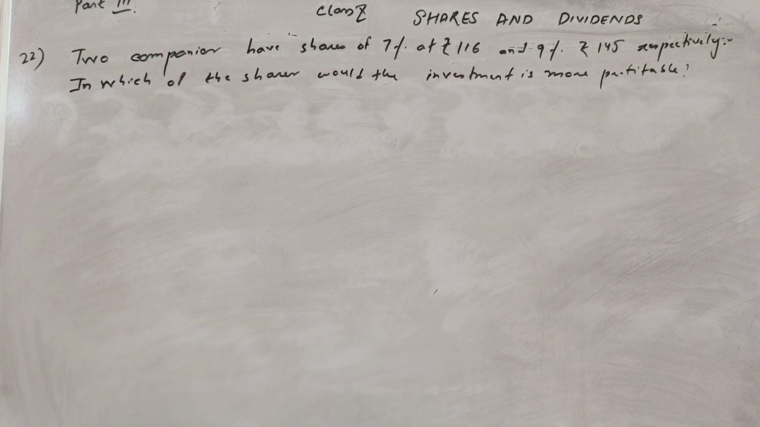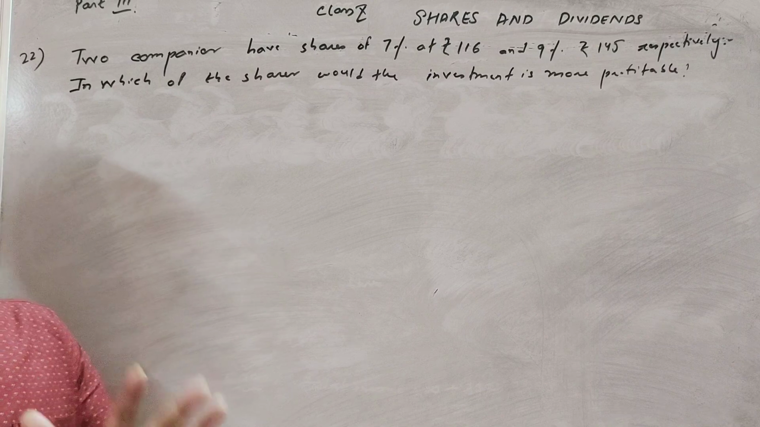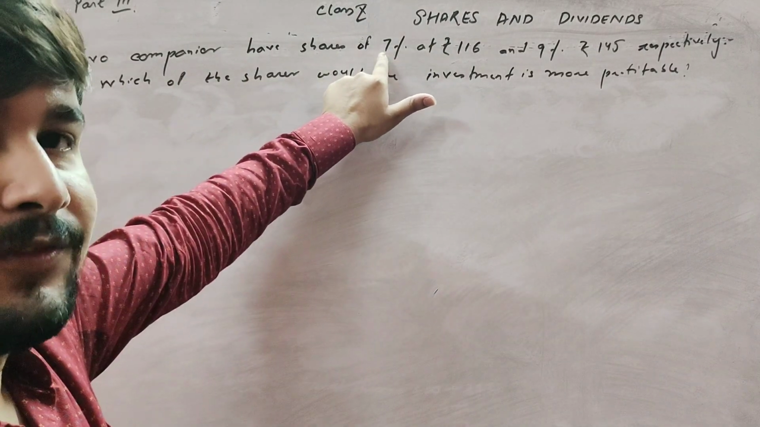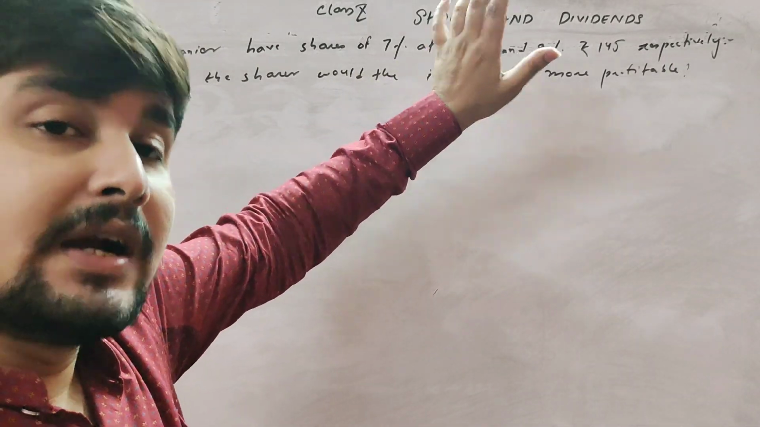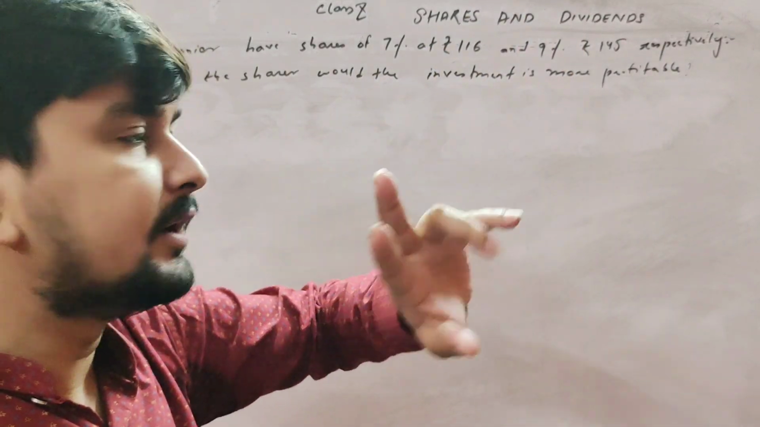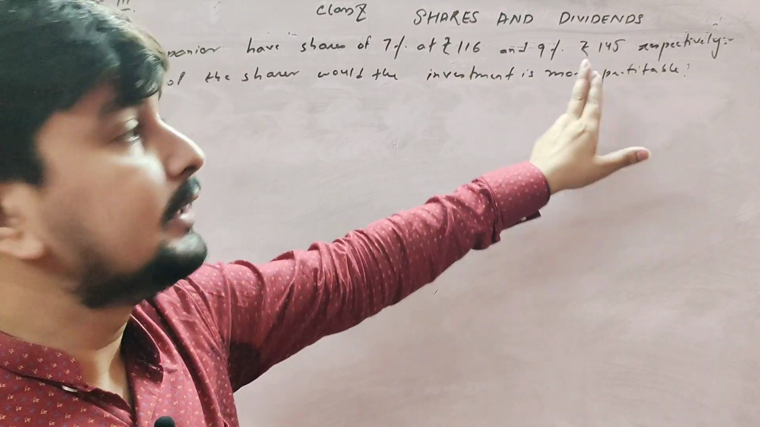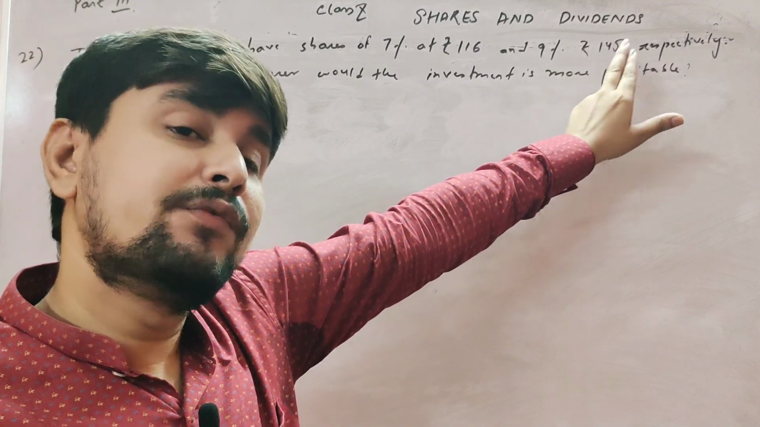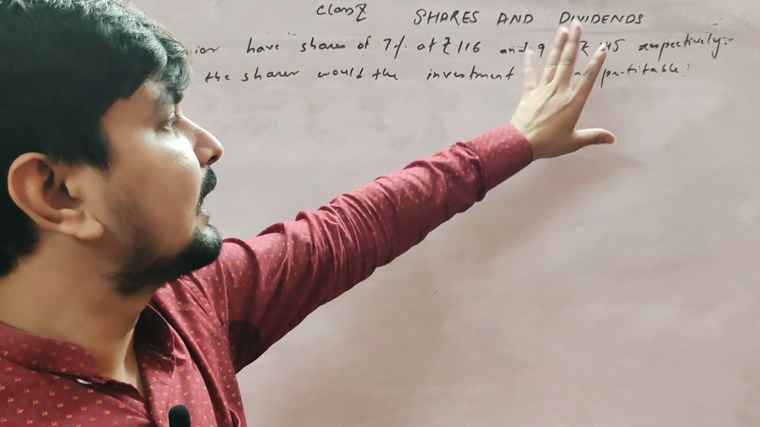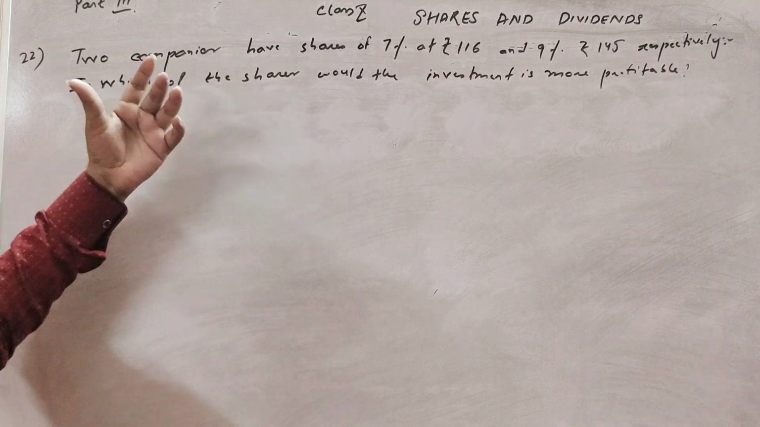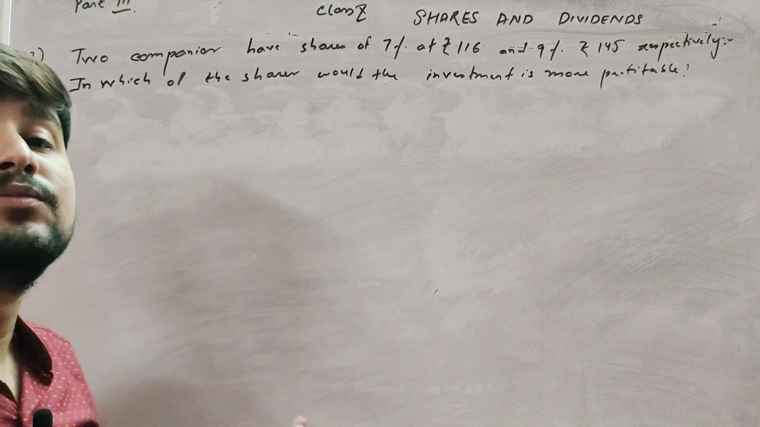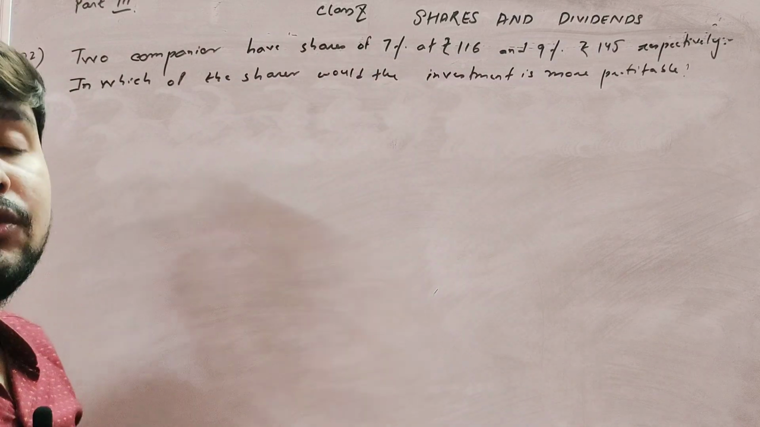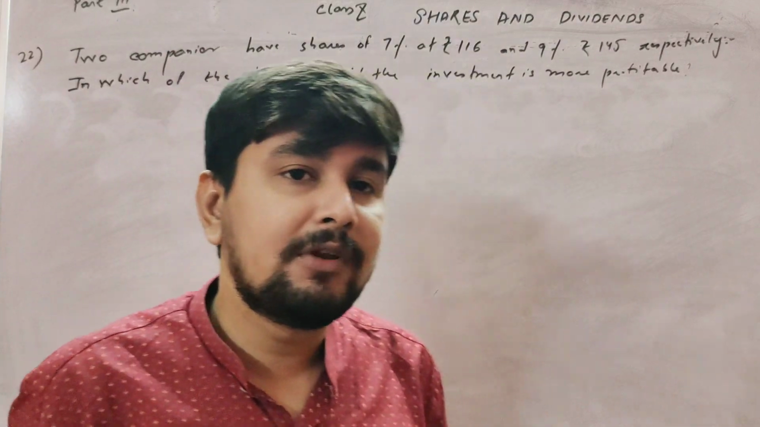Okay, please listen to the question very carefully. Two companies, one company offers rate of dividend 7%, market value is 116, so you take face value as 100. And the second company offers 9% rate of dividend, market value 145, face value again you take 100. In which share would the investment be more profitable? That means if you want to invest, which company gives you the best offer, that means more profitable offer.